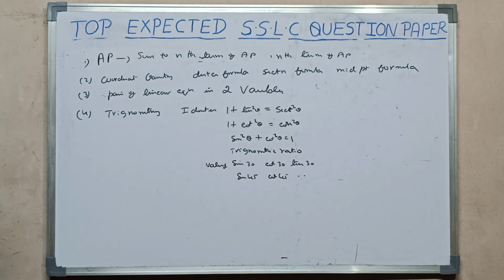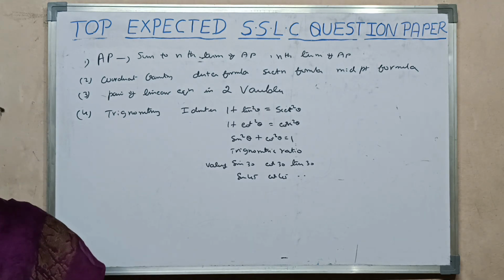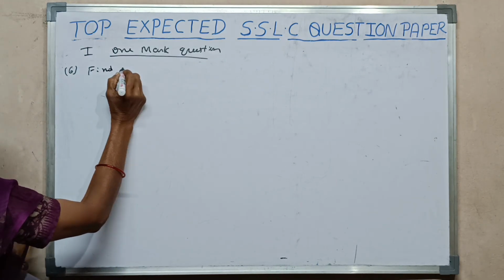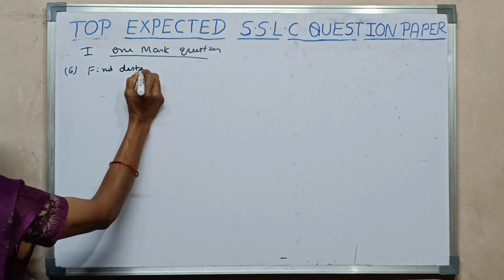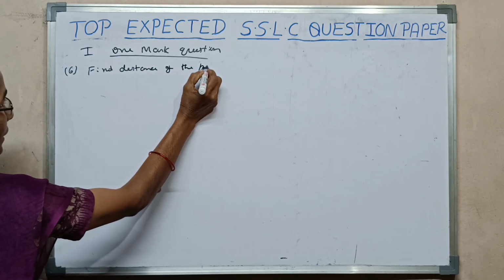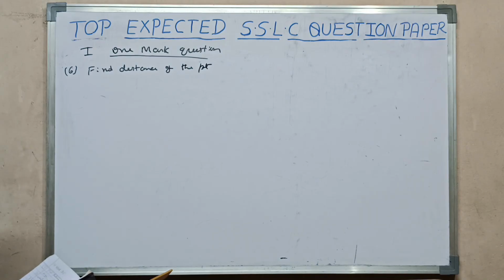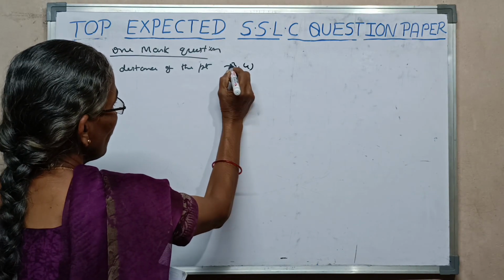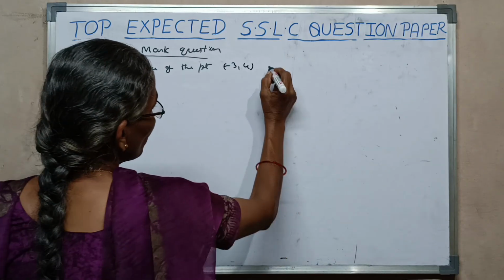And next we had learned 1 mark questions. That's 5 questions we had already learned. Now today's class we are continuing this 1 mark question. 6th question, find distance of the point minus 3, 4 from origin.